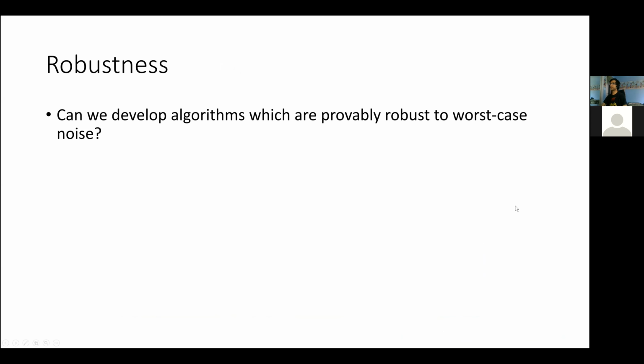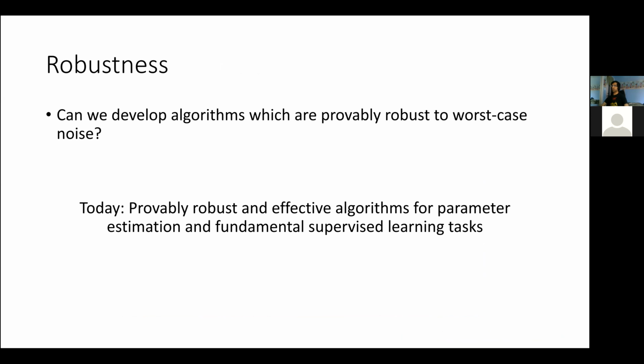So the overarching question that we're trying to address is, can we develop algorithms which are provably robust to this worst case noise? Today I'll focus on, I'm a theorist by training, and at my heart, so I'll start with some of the more simple settings. We'll look at some very fundamental settings and show what we can do there. And then we'll work our way up and go a little bit more complex into some fundamental supervised learning tasks. And of course, if there are any questions, feel free to ask.